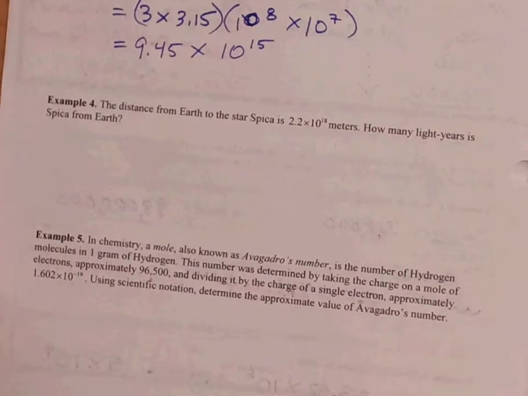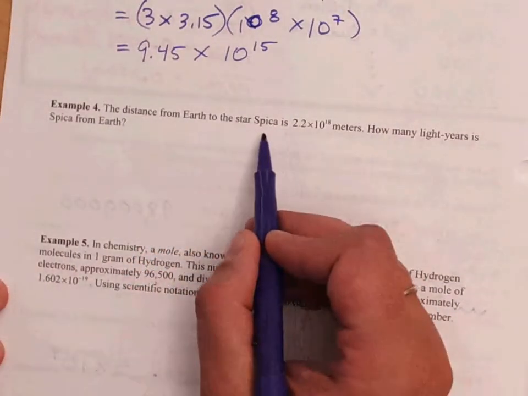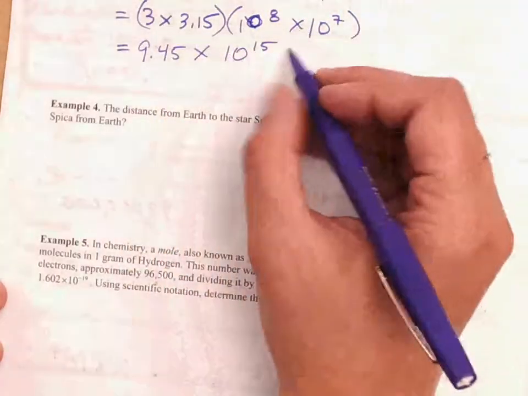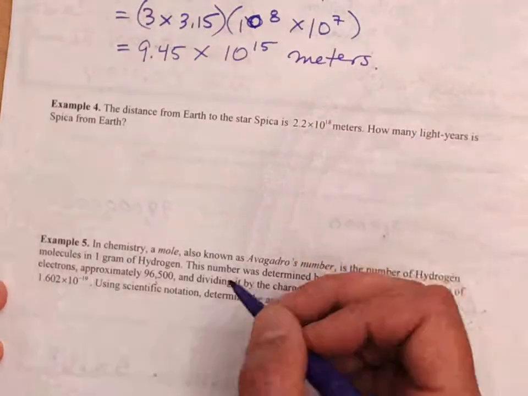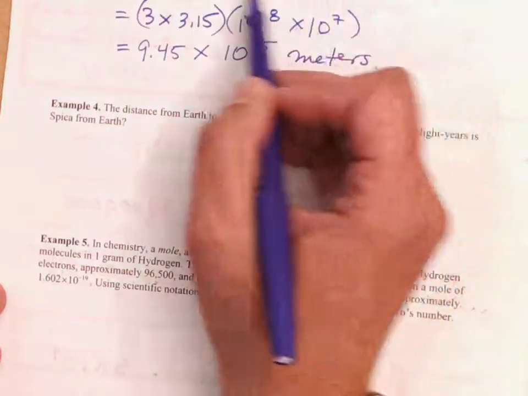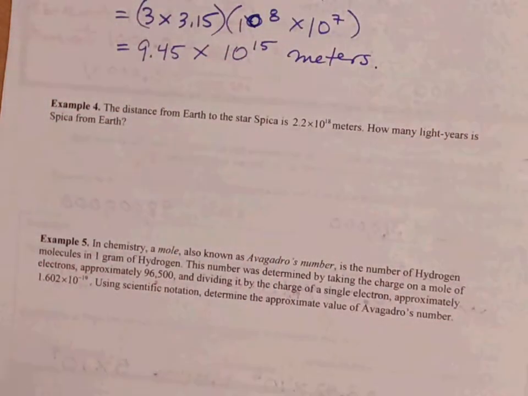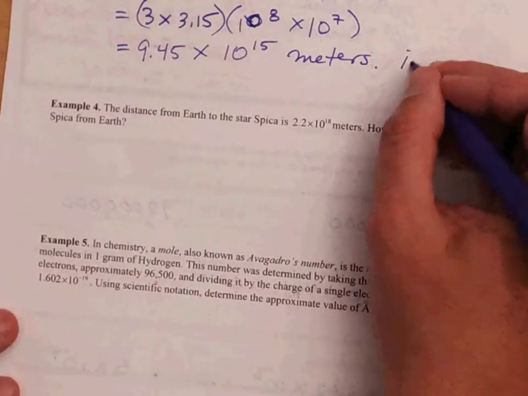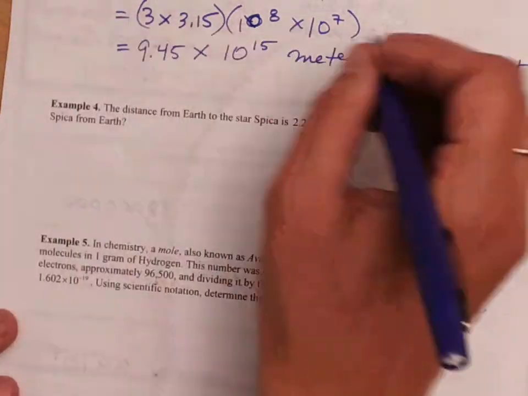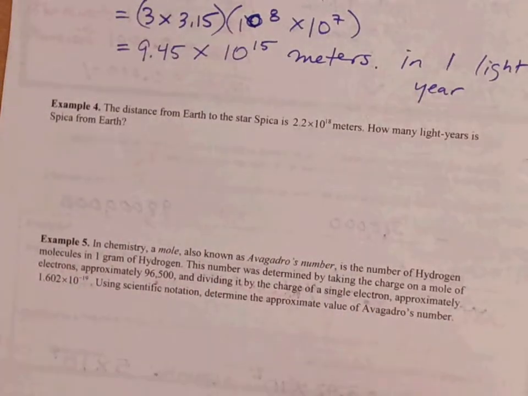So, all right, the distance from the Earth to the star. Oh, since it's a word problem, we should write this in words. But anyway, this is what? Meters? Yeah. The meters per second and the seconds cancel with each other, leaving just meters, because that's how many meters in 1 light year. You would put it into a sentence. The distance from the Earth to the star Spica is 2.2 times 10 to the 18th meters.